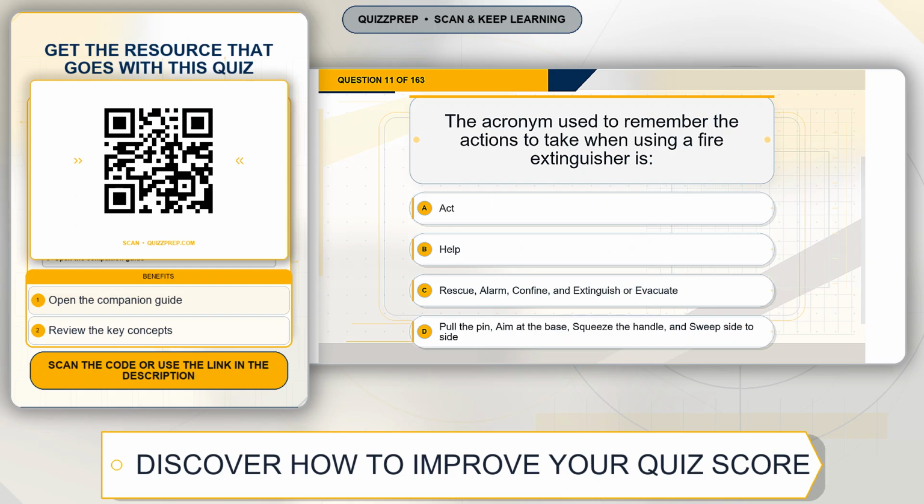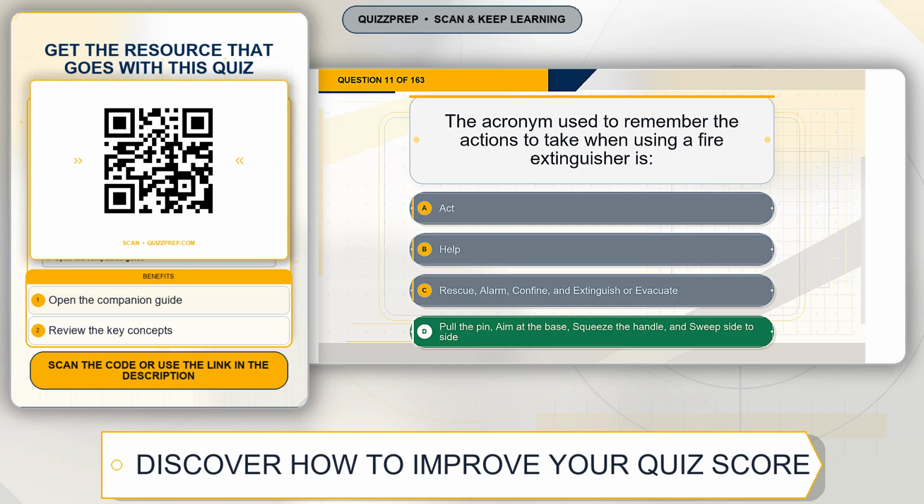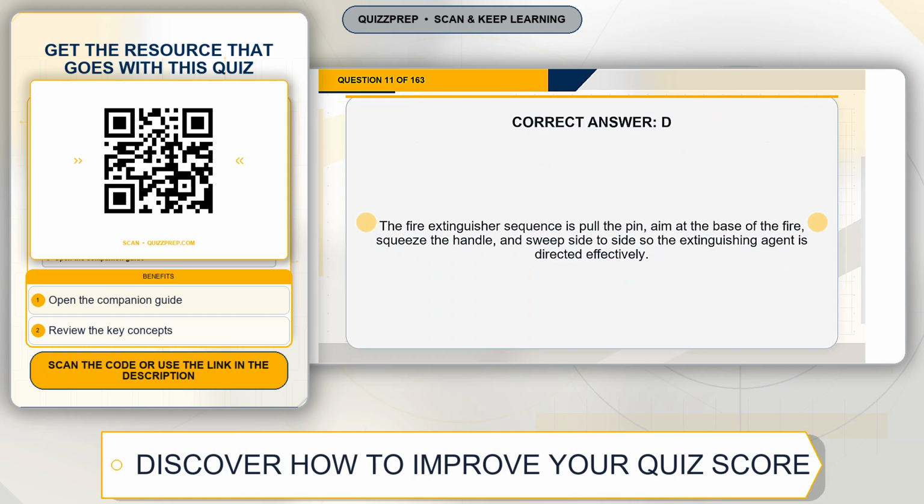Question 11. The acronym used to remember the actions to take when using a fire extinguisher is Option A, ACT, Option B, Help, Option C, Rescue, Alarm, Confine, and Extinguish or Evacuate, Option D, Pull the pin, aim at the base, squeeze the handle, and sweep side to side. The correct answer is Option D, Pull the pin, aim at the base, squeeze the handle, and sweep side to side. Explanation. The fire extinguisher sequence is pull the pin, aim at the base of the fire, squeeze the handle, and sweep side to side so the extinguishing agent is directed effectively.